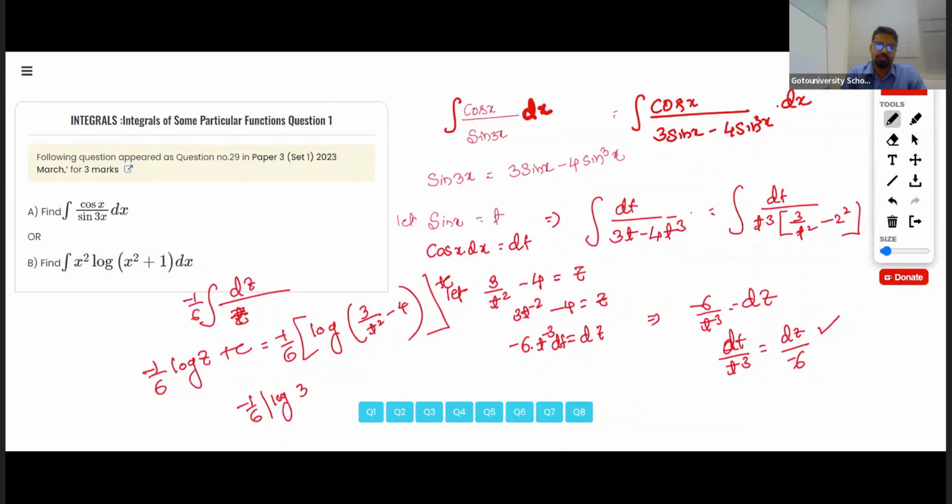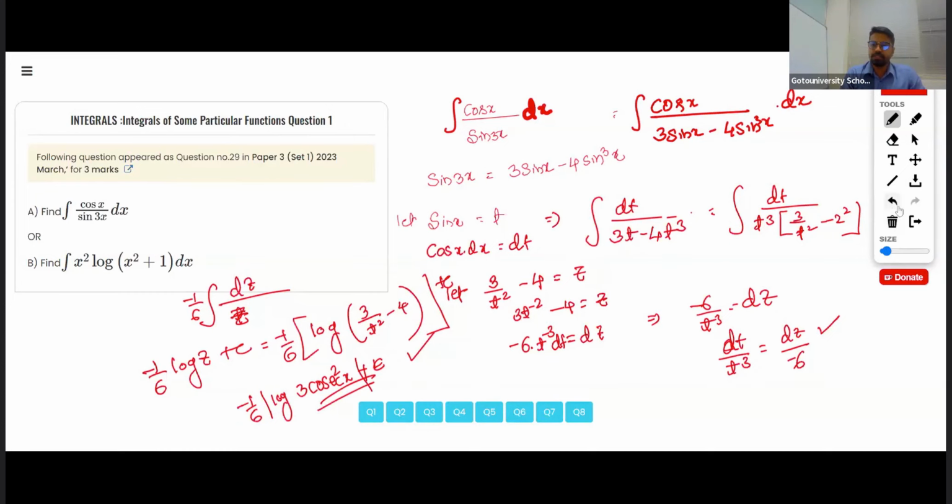So minus 1 by 6 logarithm of now, t is nothing but what? Sine. When sine goes to the denominator, it becomes cosecant square. Right. So the problem is now 3 cosecant square x minus 4. Plus c. This is our problem solution.